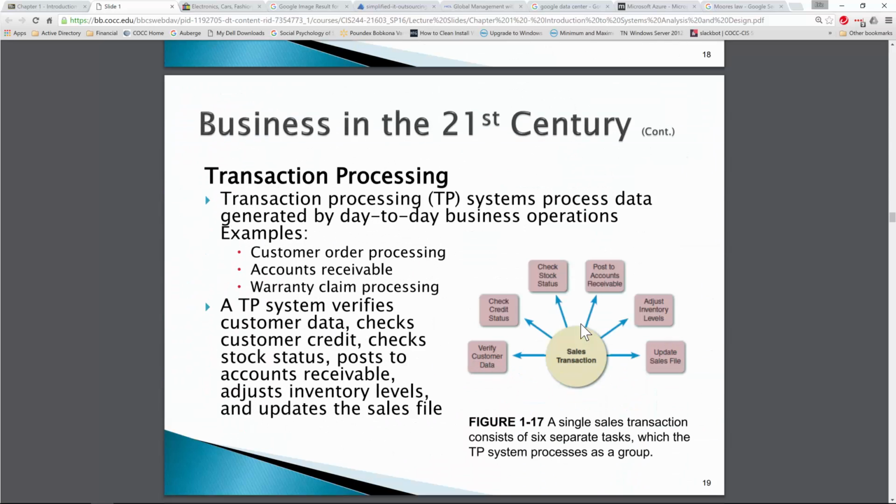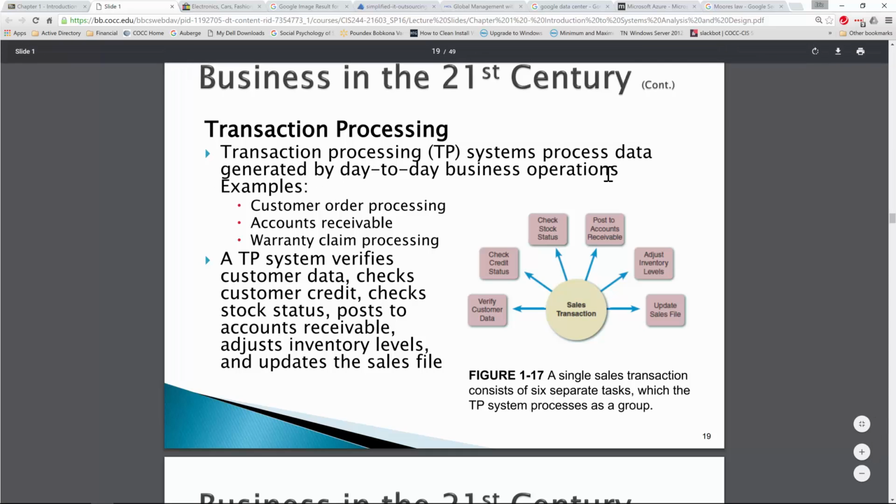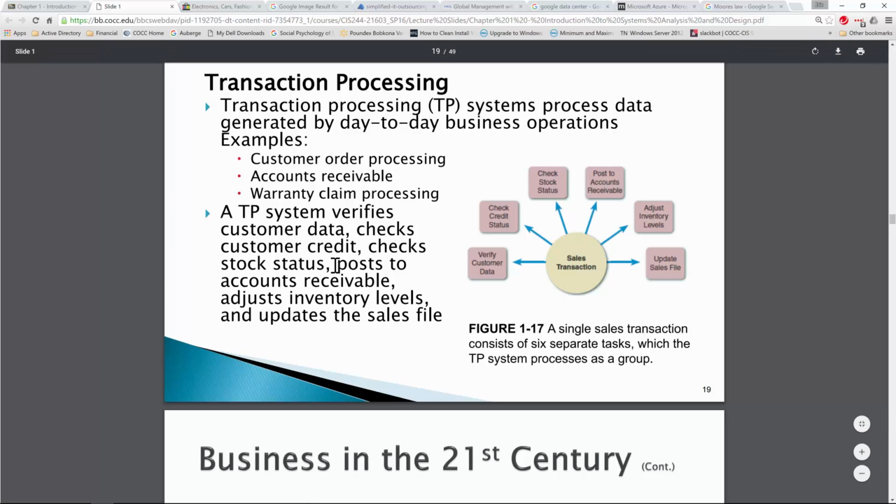It'll make sense. Transaction processing systems, process data generated by day-to-day business operations, customer order processing, accounts receivable, things where there are a large number of transactions. So think about this from a banking system and the number of checks and the number of debit cards and the number of ATM transactions that are processed in a day.